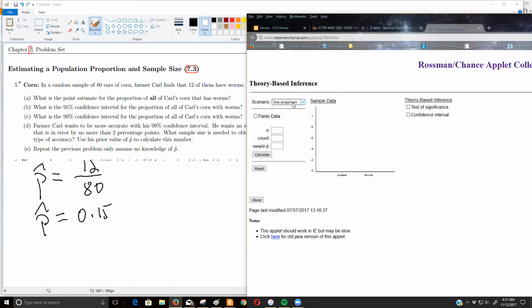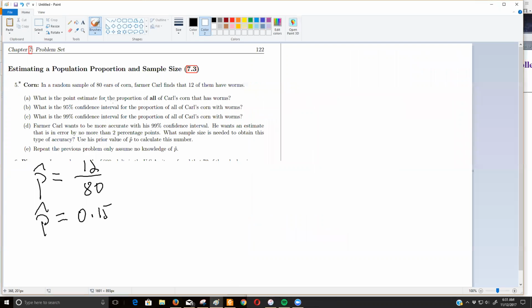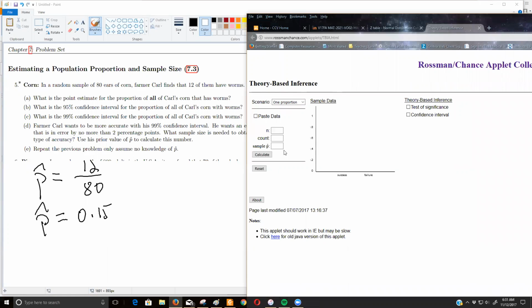okay, I know I'm dealing with a proportion because this is about a categorical variable. Does the ear of corn have worms in it or not? And then you just got to give the applet, oh, what'd I do? Here we go. We had 80 ears, and 15 of them had worms, and that is just a little bar graph. And now we're going to do a confidence interval, and we want a 95% confidence interval, so you should just be able to, yeah, there it is.